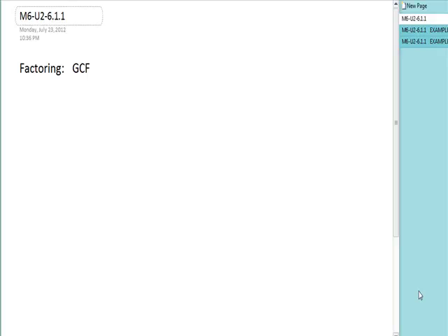In this lesson, we're going to start talking about factoring polynomials. Now, to factor a polynomial means to find out what was multiplied together to give you the polynomial. Well, before we work with polynomials, let's review factoring with whole numbers.